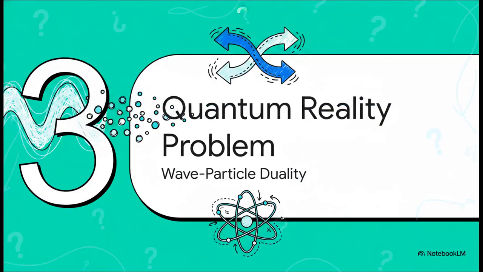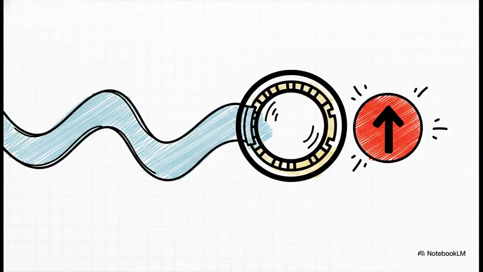Which brings us to Section 3, the quantum reality problem. So, we've talked about simulated universes and cultural metaphors, but what about the hard science of our actual physical universe? Well, Jim Baggott's text on quantum mechanics introduces a bizarre twist.